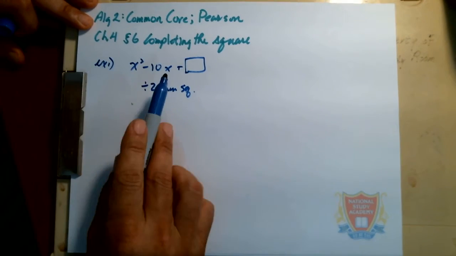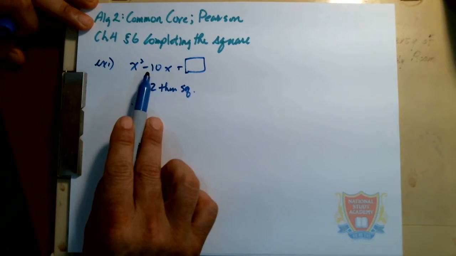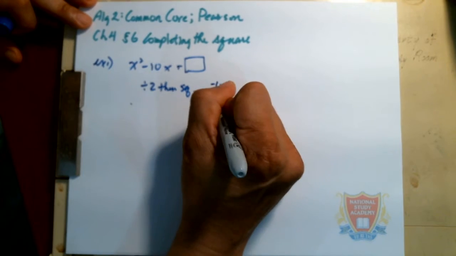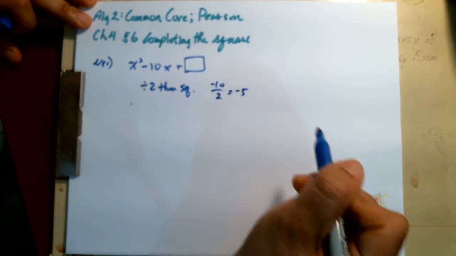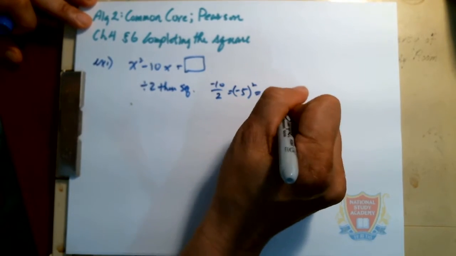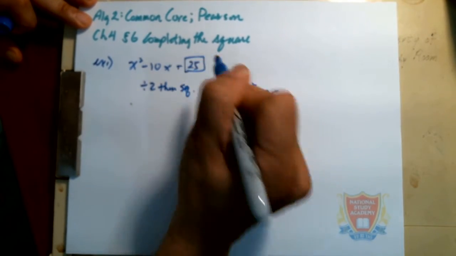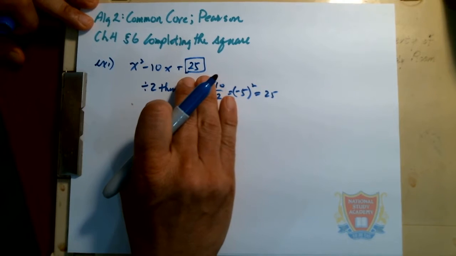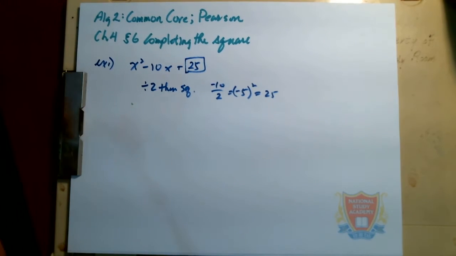That's it. So I take negative 10 divided by 2 is 5. And then I square it, and I get 25. So 25 plus 25, that's it. Now we're almost done here. We're going to factor this, okay?